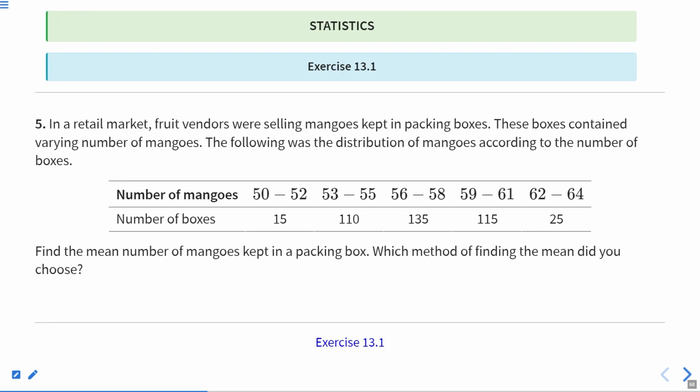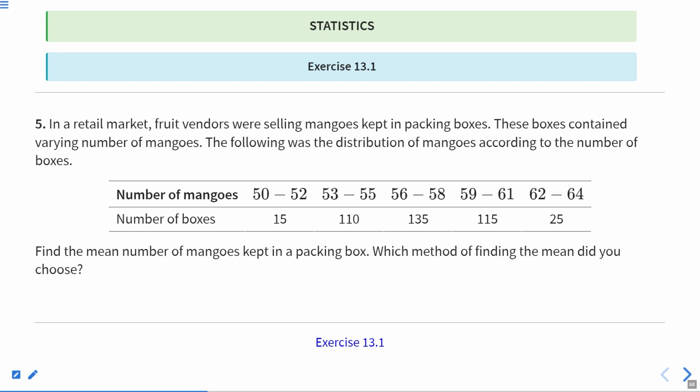And now let us move to question number 5. In this question, in a retail market, fruit vendors were selling mangoes kept in packing boxes. These boxes contain a varying number of mangoes, and the following was the distribution of mangoes according to the number of boxes. For the number of mangoes 50 to 52, the number of boxes is 15. For 53 to 55, the number of boxes is 110.